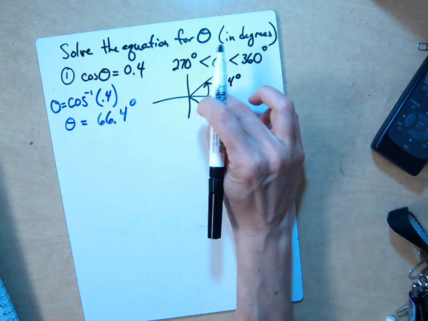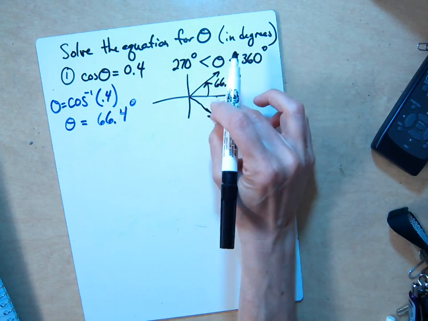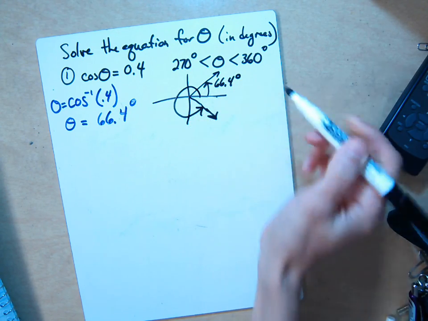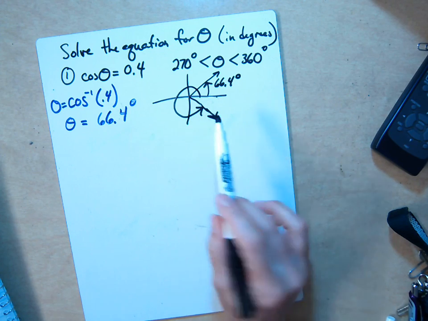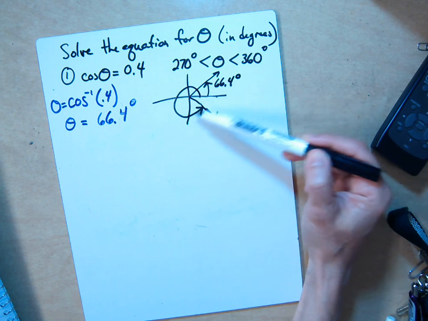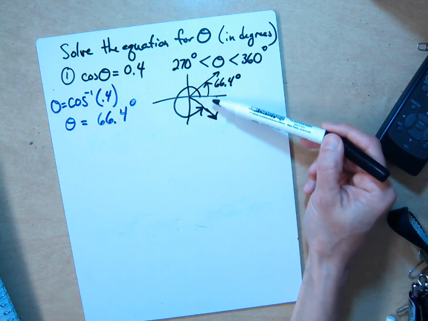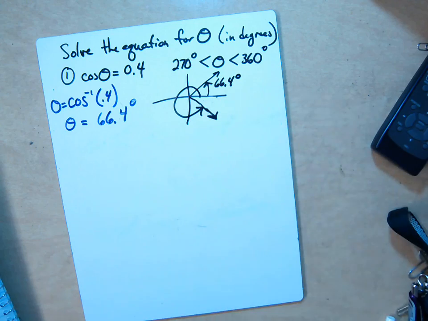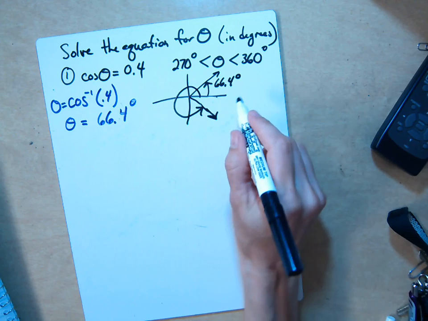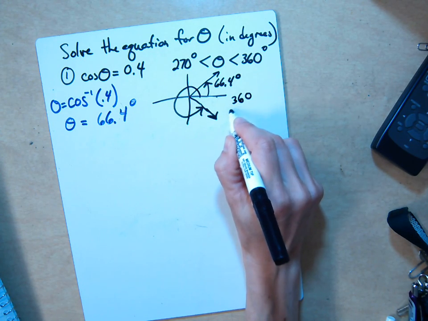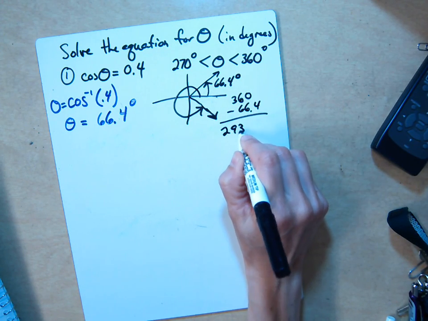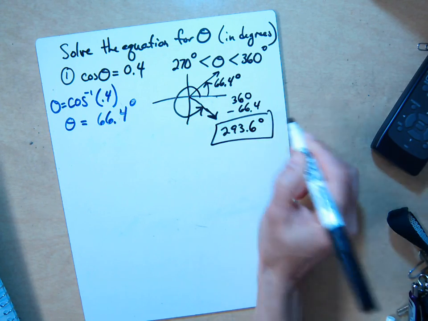So what we need to do is find the angle that goes from here to here, and that will be our answer. So here's where you use geometry and angles. What is this angle from here to here? If you see the symmetry and you know that's 66.4, how do I find the other angle that's in the range that I want? Exactly. You do 360 minus 66.4, and that gives you your final answer of 293.6 degrees.